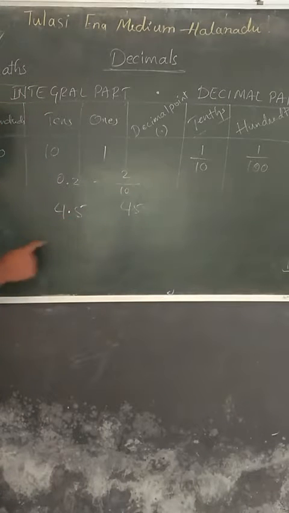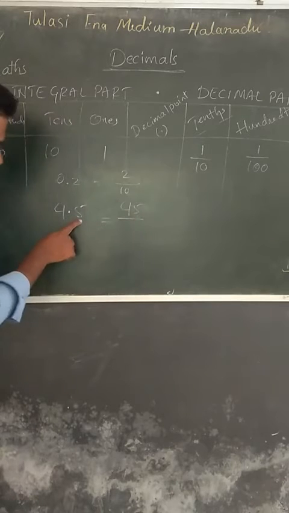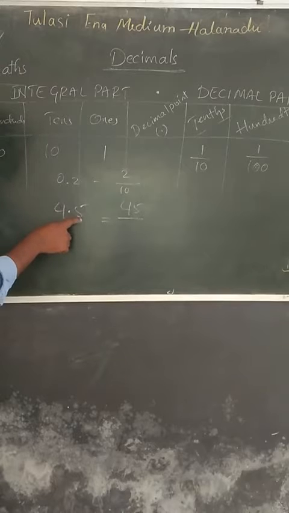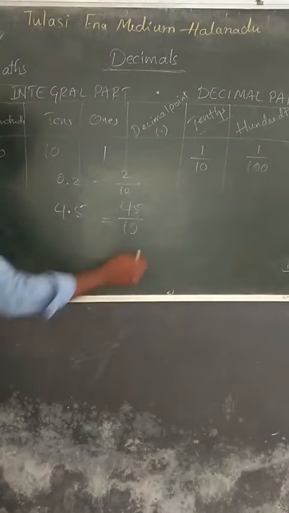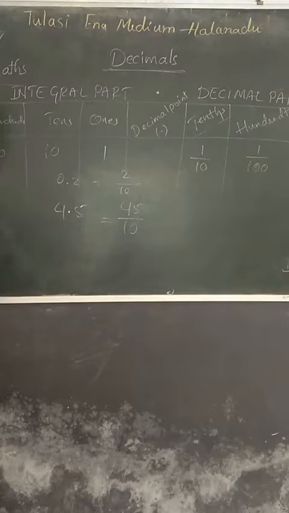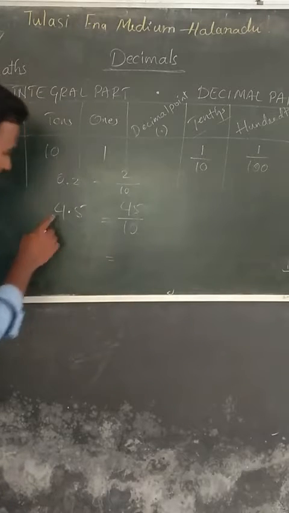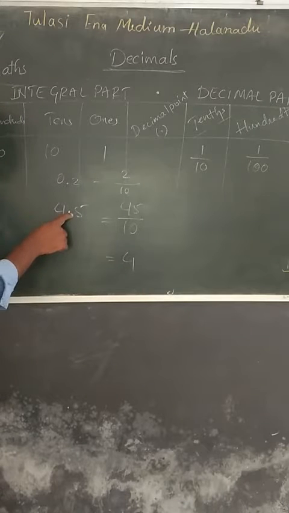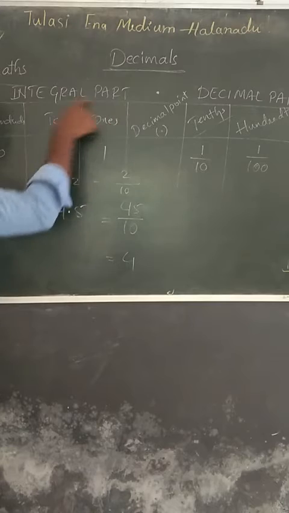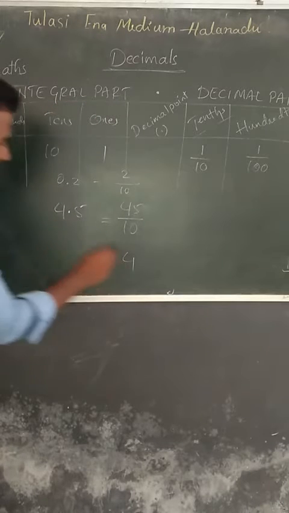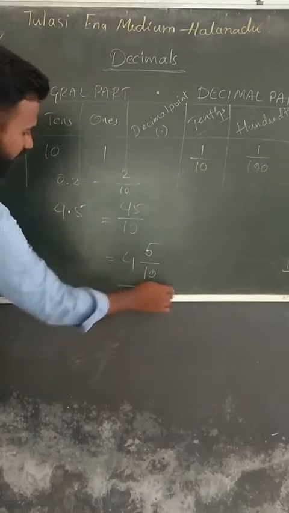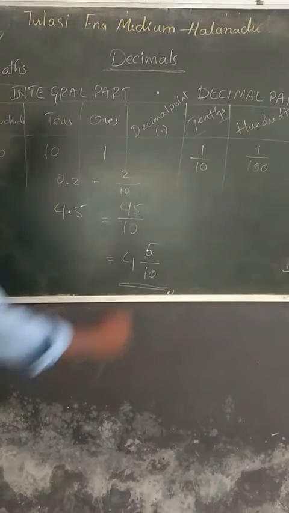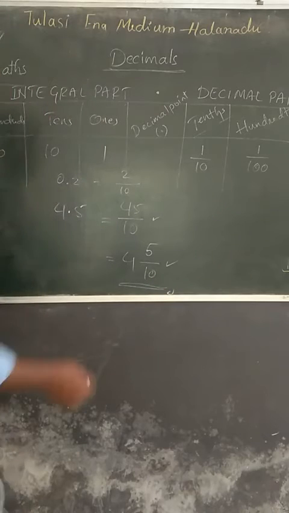Here 4.5 I am writing as 45, and 5 is in the 10th place, I mean next to the decimal point, that is the 10th place, so 45 by 10. 4.5 is equal to 45 by 10, or in another way, 4 whole, the number before the decimal point, I mean the integral part, and 5 in the 10th place, 4 whole 5 by 10. 45 by 10 or 4 whole 5 by 10, both are the same.